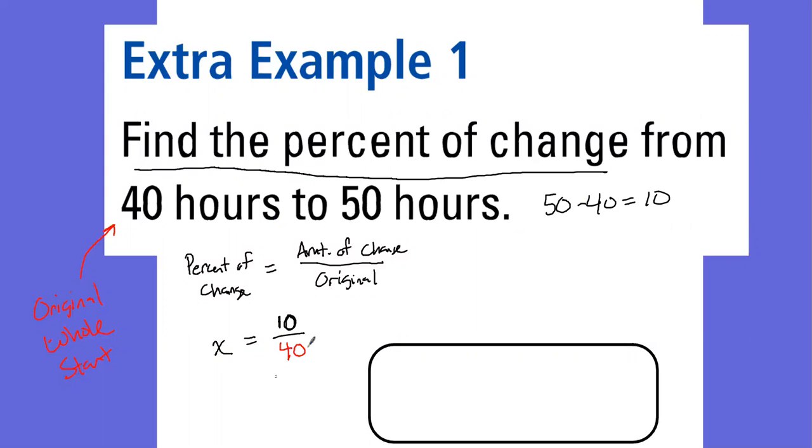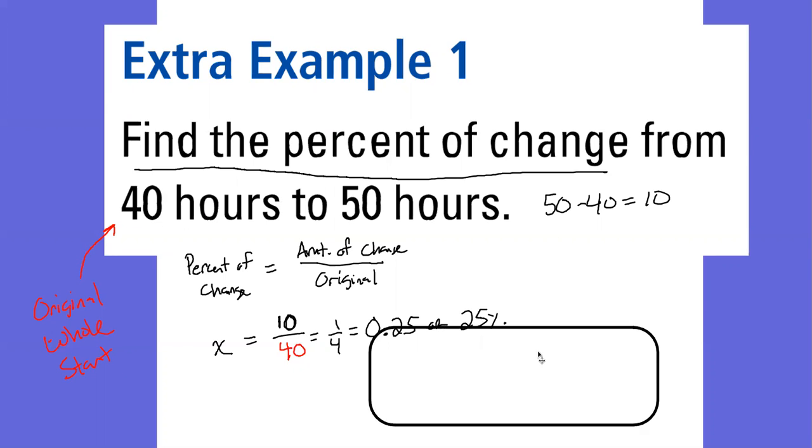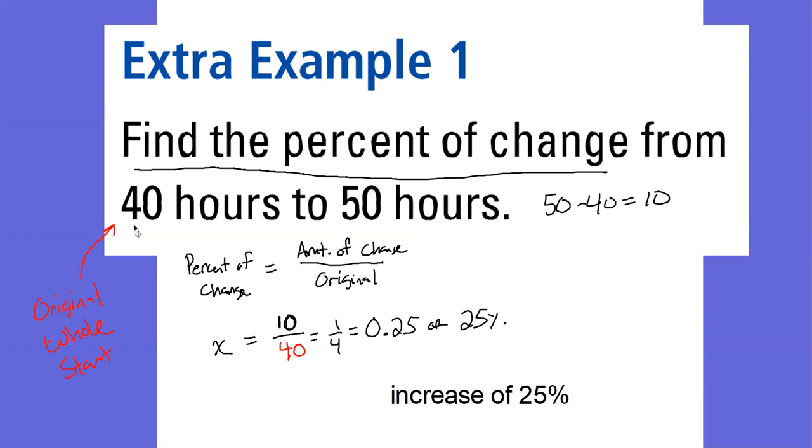10 divided by 40 is the same thing as 1 divided by 4, which we know is 0.25 or 25%. So for this one, this would be a 25% increase because I'm going up from 40 to 50.